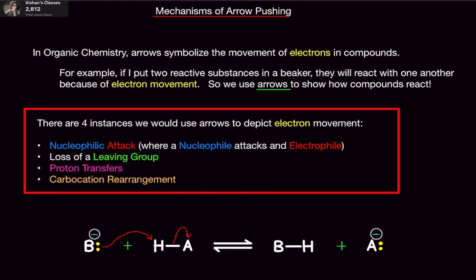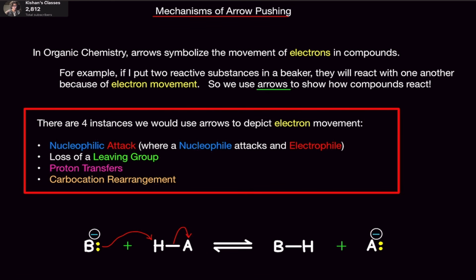There are 4 different instances when we would use arrows to depict electron movement. That would be a nucleophilic attack. Now, I went over nucleophiles and electrophiles in my last video, so please watch that video before watching this one, because it's going to make your life so much easier. The second way is loss of a leaving group. The third way is proton transfer. And the fourth way is carbocation rearrangement. So we're going to go over all of these, then we're going to do some practice problems, and then we're going to do a mechanism together.